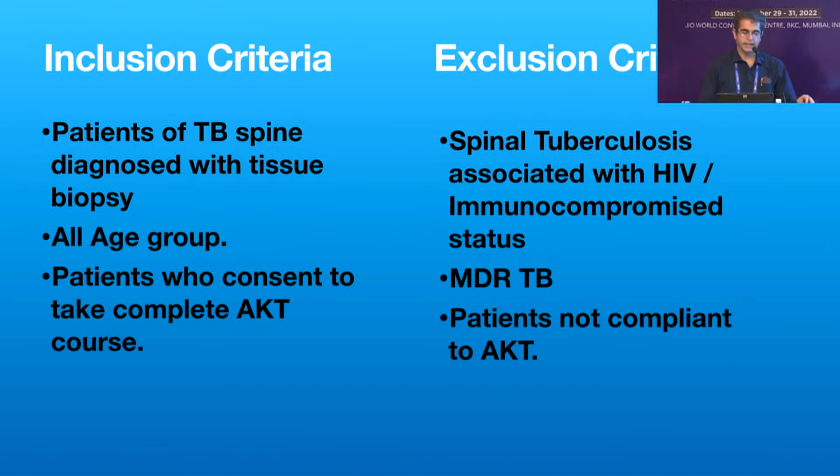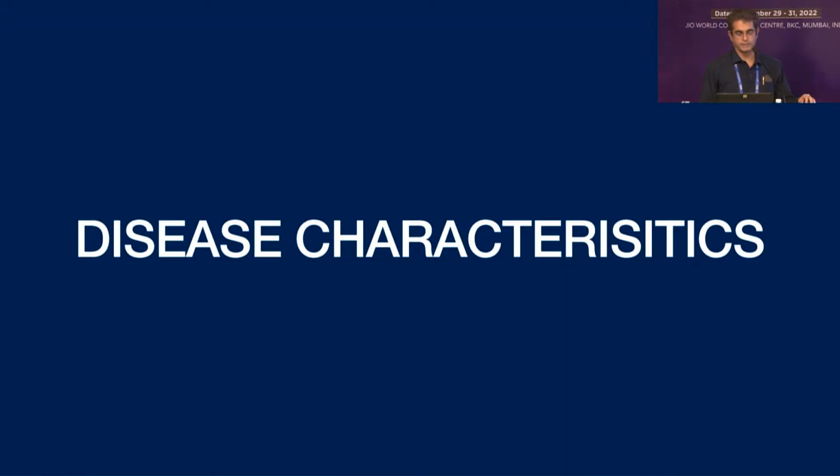Now the inclusion criteria were patients having TB spine diagnosed by tissue diagnosis. We don't want to miss out any just on MRI, so we did a tissue diagnosis for all the patients, and those who were positive were taken in this study. All age groups were included, and patients who consented to complete the AKT as per our regime. The exclusion criteria were patients with associated HIV or any immunocompromised status. Any MDR tuberculosis was excluded, and patients who were not compliant to take AKT were excluded from the study.